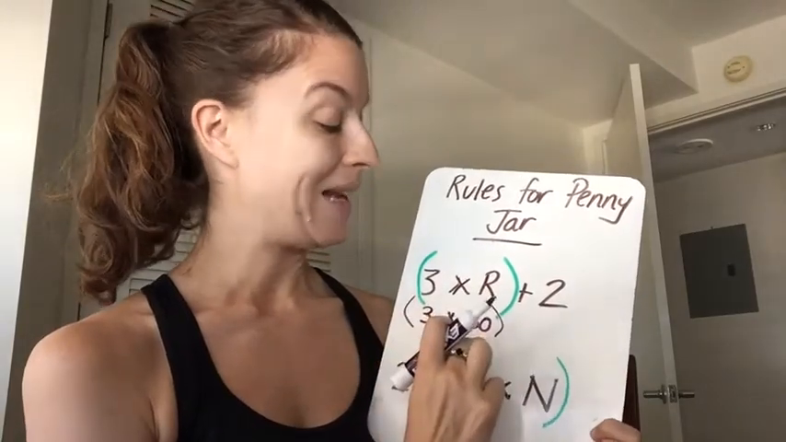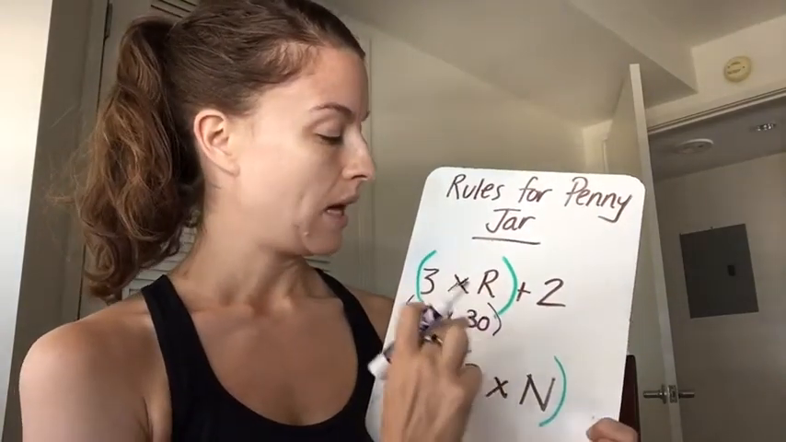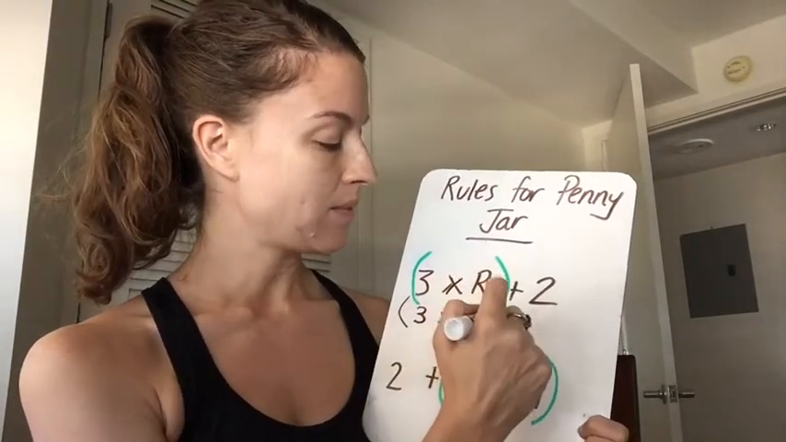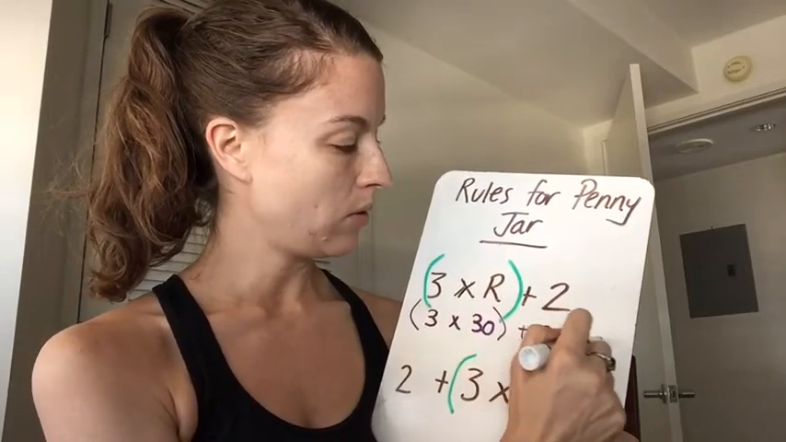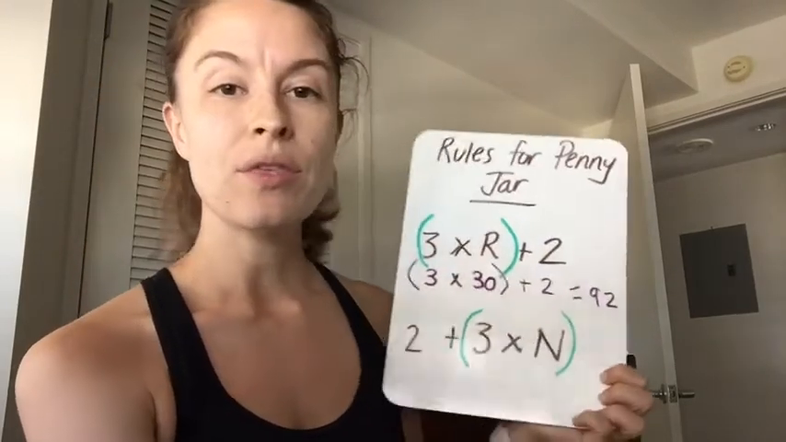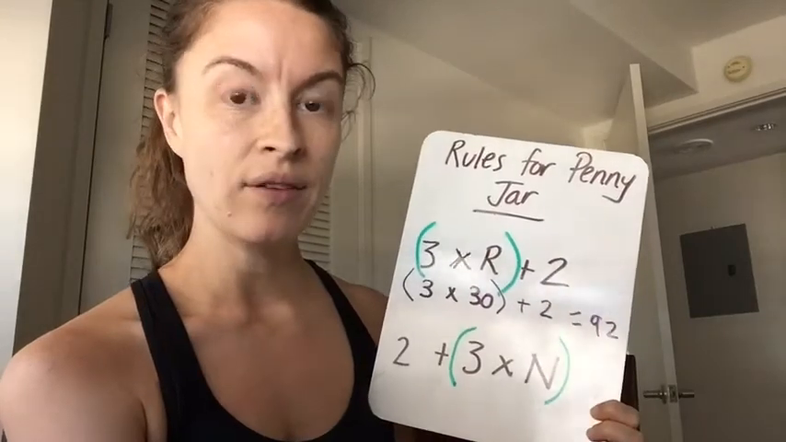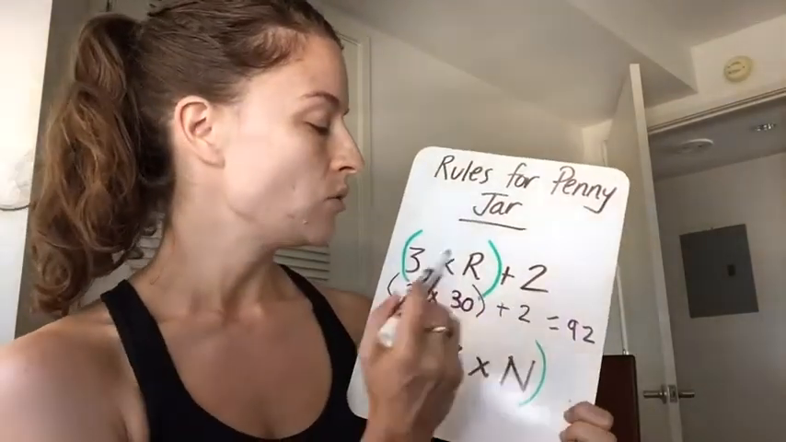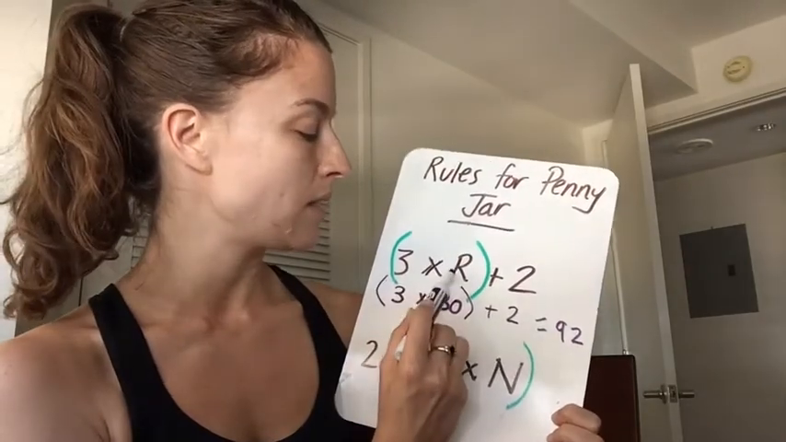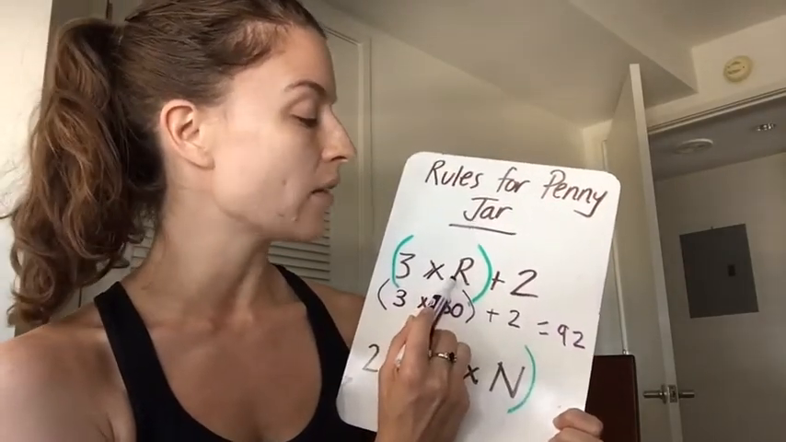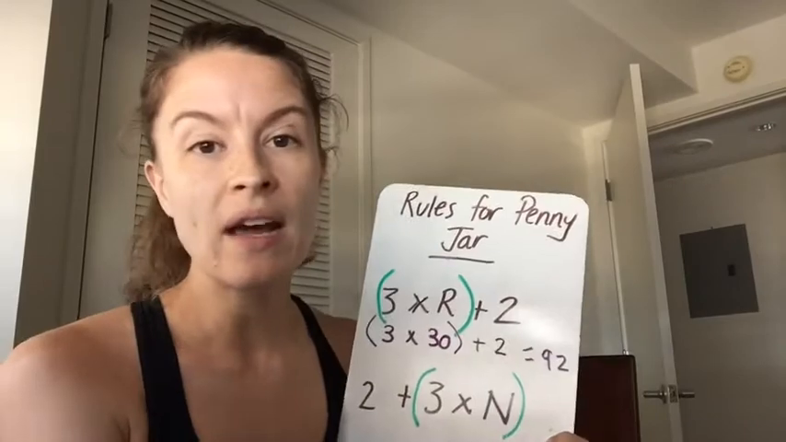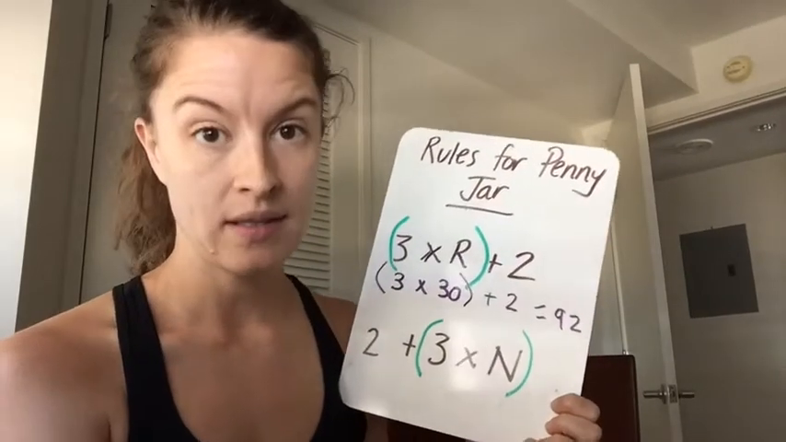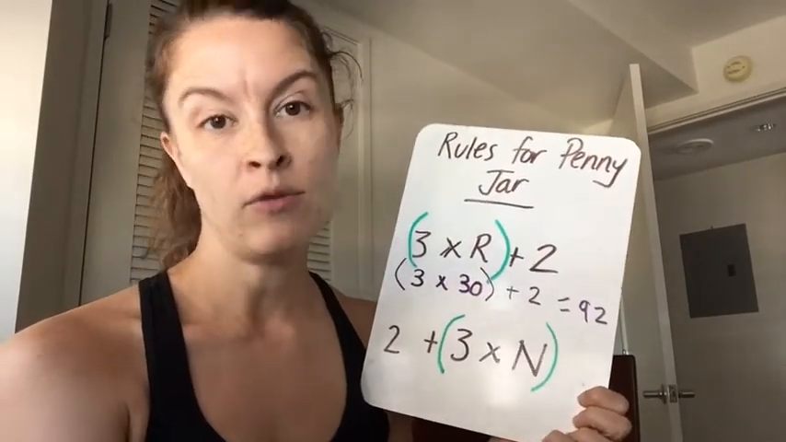That would be 90, and then 90 plus my starting 2 would equal 92. So on my 30th round, I would have 92 pennies or pastas, okay? So you just put the number of the rounds in place of the letter, and you can jump to whatever round you want, okay? So right now I'm going to give you a different round.